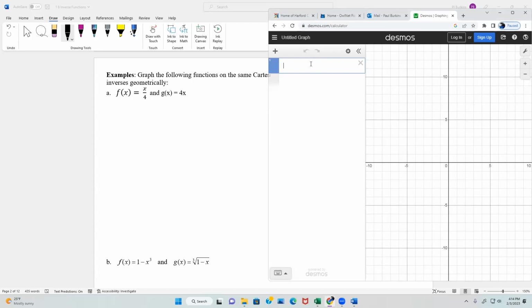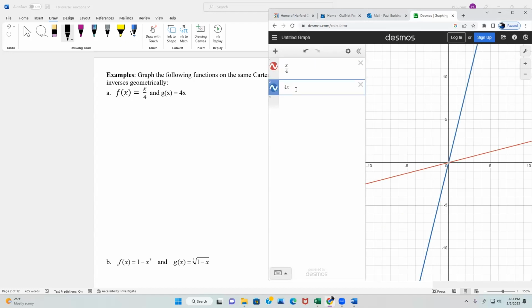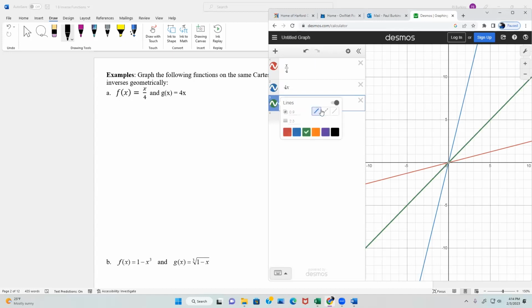So I have x divided by 4. Then I also have 4x. Those are my two functions. I'm also going to plot the line y equals x. And let's make it a dashed line, so we know that that's the line that we're rotating about. Okay.